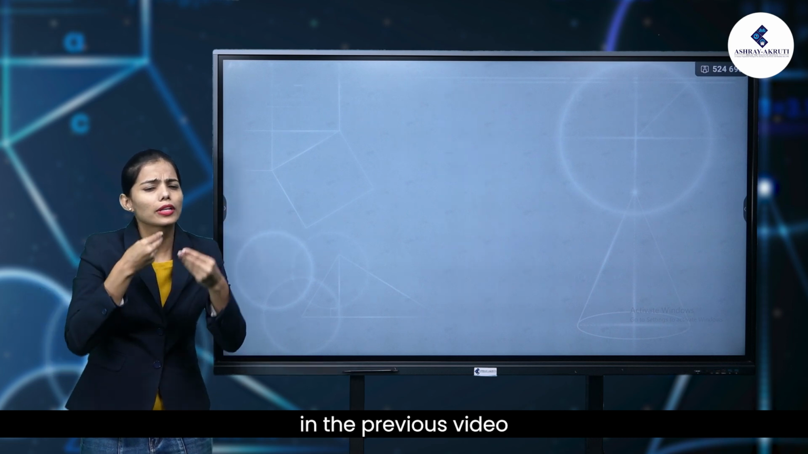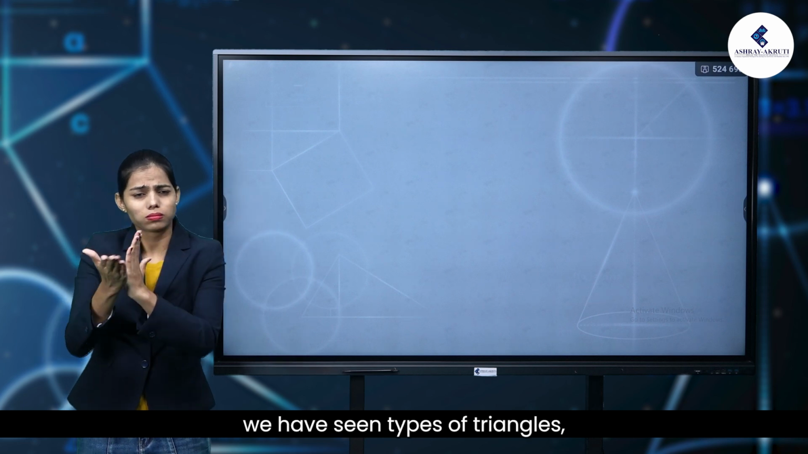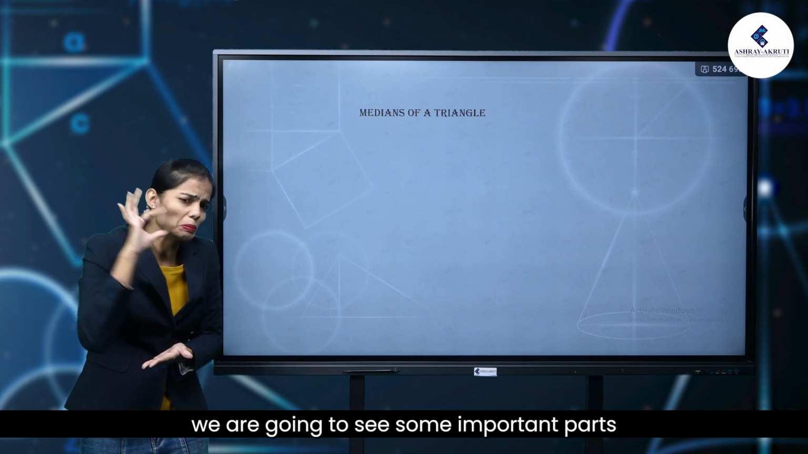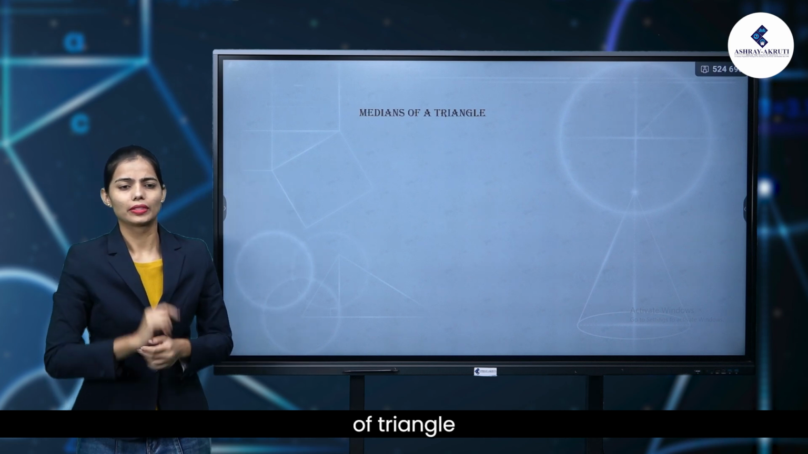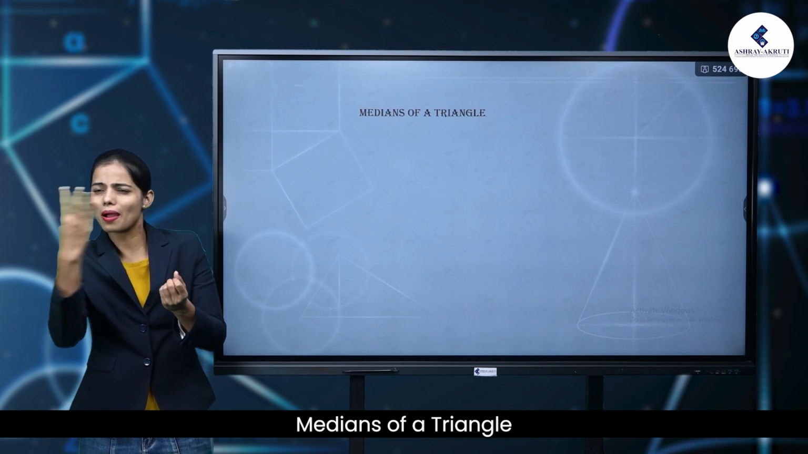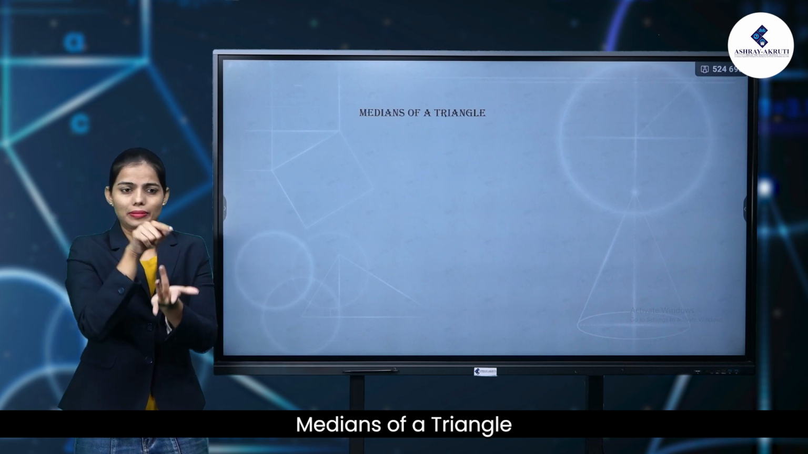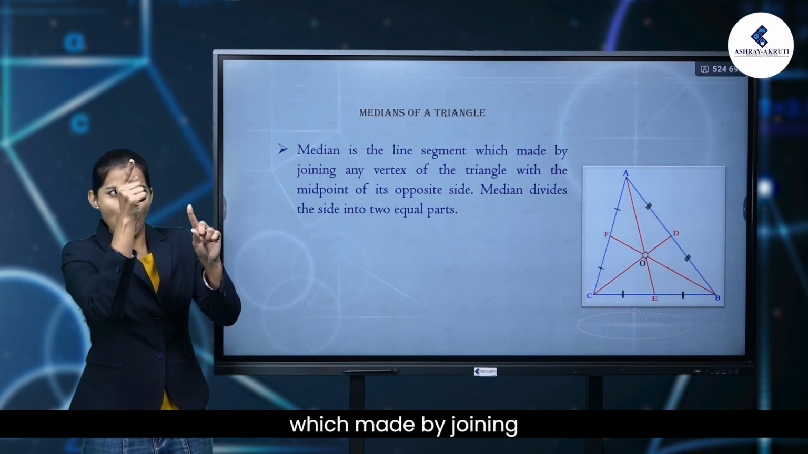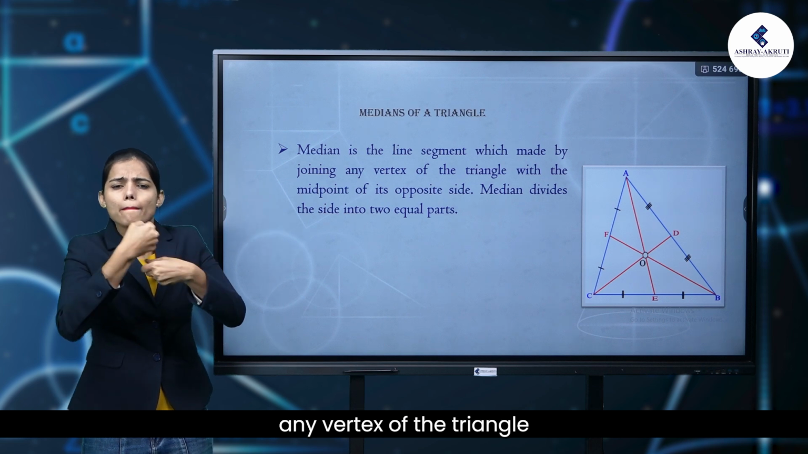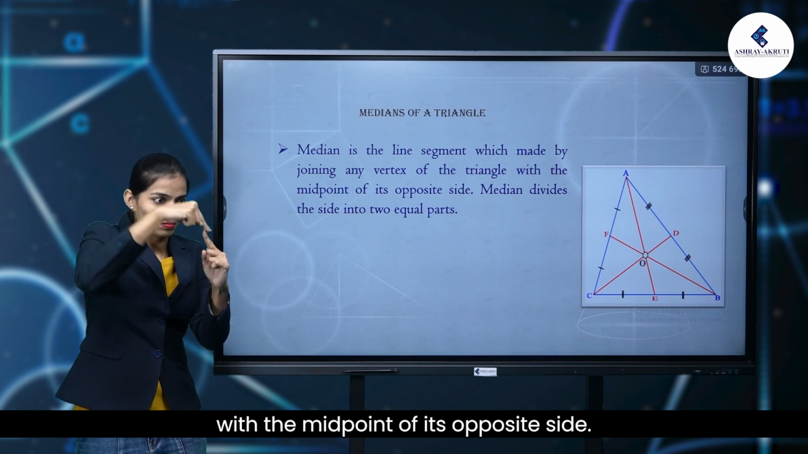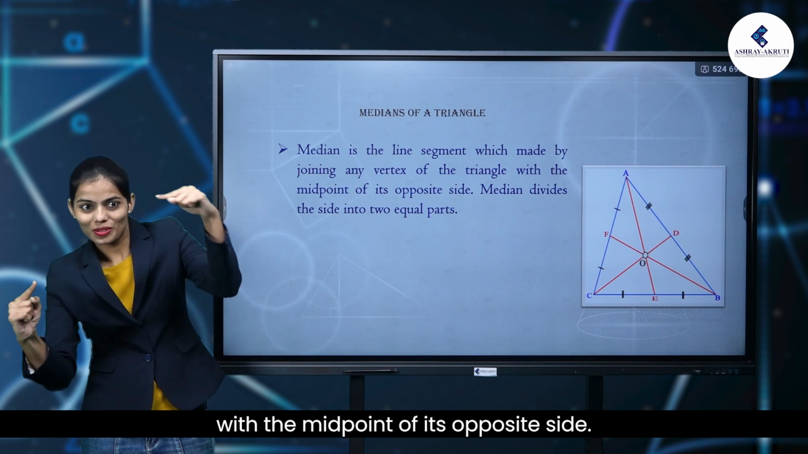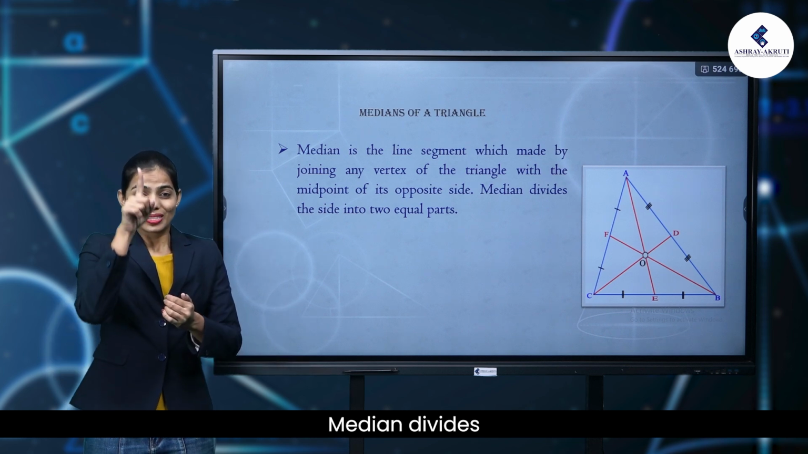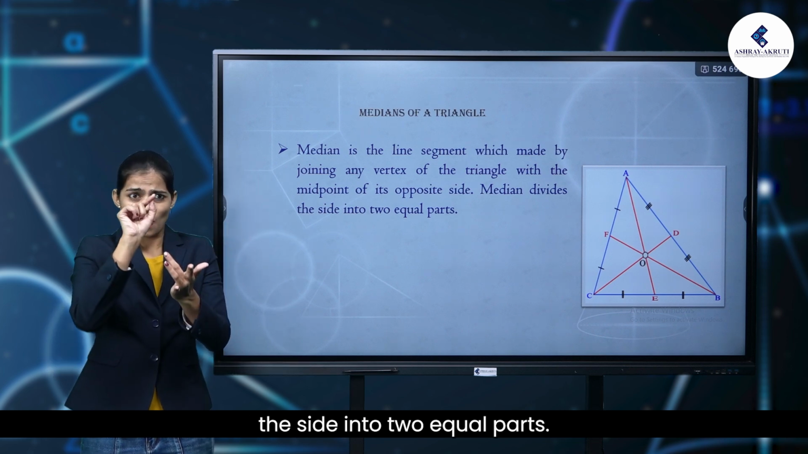Children, in the previous video, we have seen types of triangles. Today, first, we are going to see some important parts of a triangle. First, let us see medians of a triangle. Median is the line segment made by joining any vertex of the triangle with the midpoint of its opposite side. Median divides the side into two equal parts.